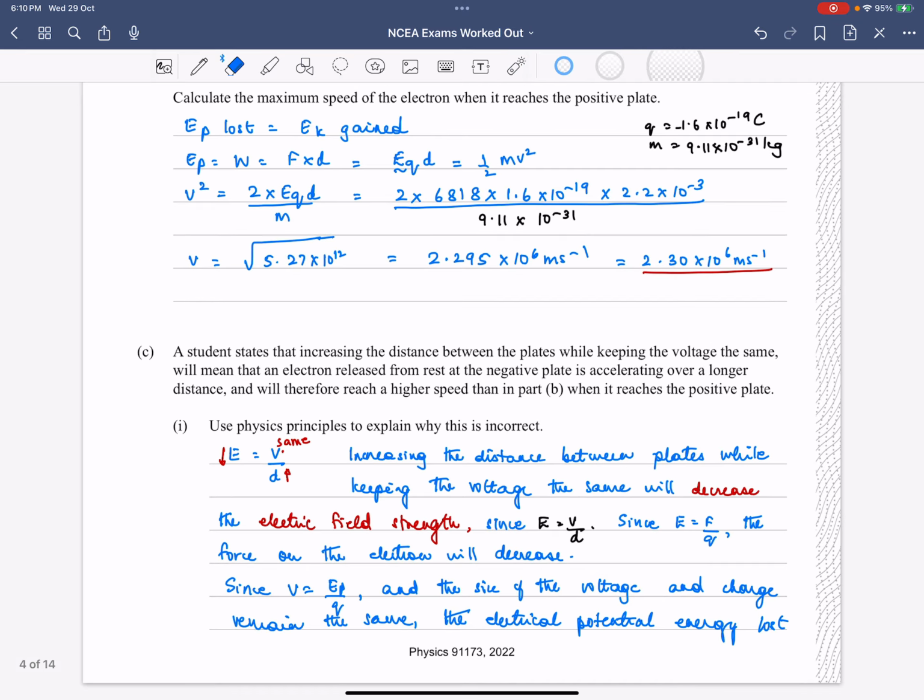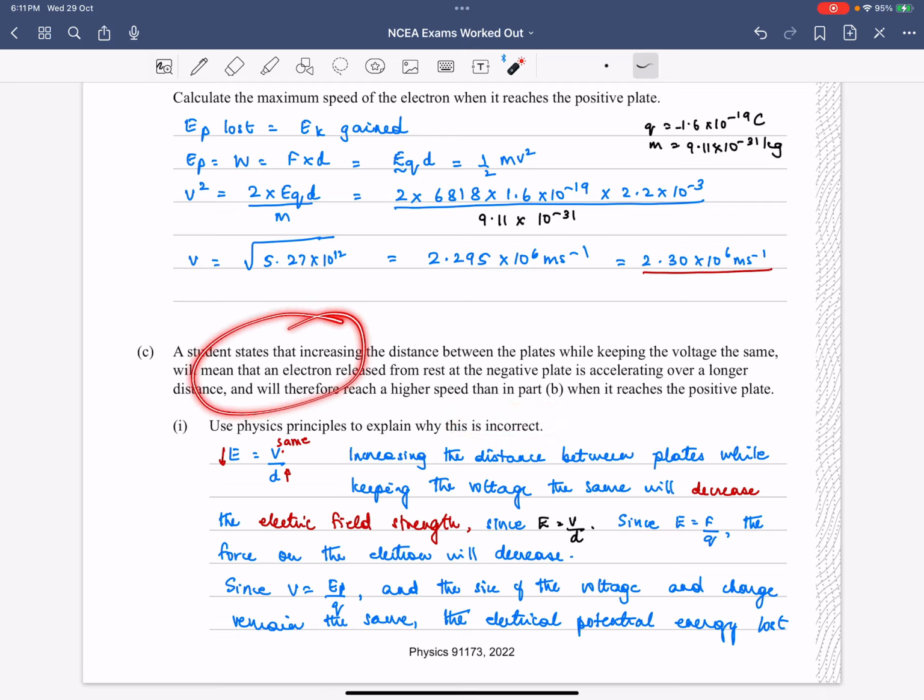Okay, next. A student states that increasing the distance between the plates while keeping the voltage the same will mean that an electron released from rest at the negative plate is accelerating over a longer distance and will therefore reach a higher speed than in part B when it reaches the positive plate. Use physics principles to explain why this is not true, or why it's incorrect.